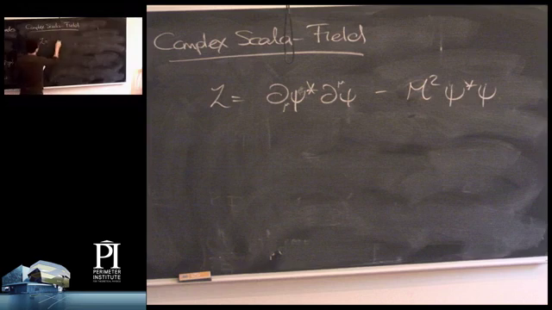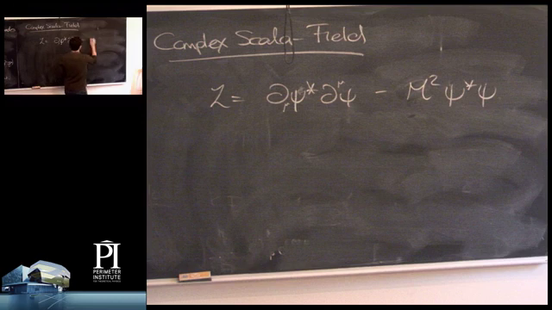So consider the Lagrangian. You know, I'm going to call this capital M, not because it's different, but just because later I'm going to have real scalar fields and complex scalar fields interacting together, and so I'm going to have two M's. So I'll just call this capital M for now.